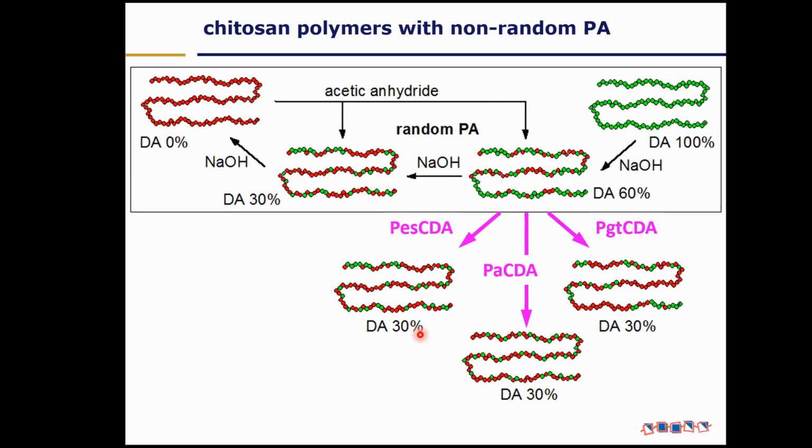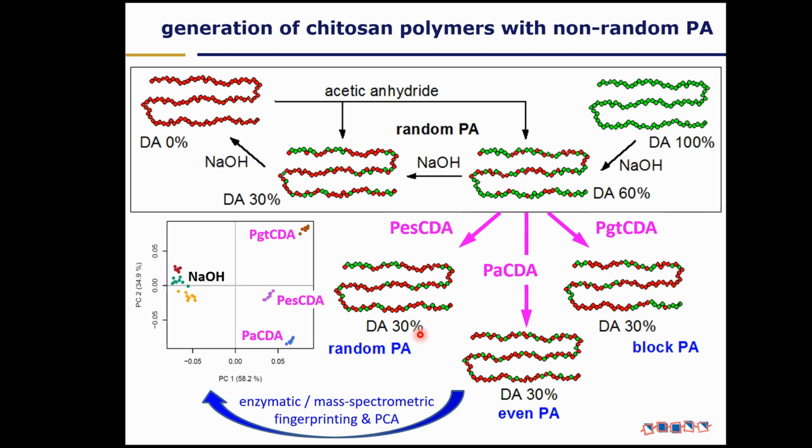And then we developed enzymatic mass spectrometric fingerprinting analyses to analyze these chitosans, and we found that they differ in their pattern of acetylation. So enzymatic mass spectrometric fingerprinting means that we use an enzyme with a known cleavage specificity, which cleaves these polymers at specific sites, and then we use mass spectrometry to quantitatively sequence the oligomers produced. And then we use principal component analysis, for instance, to analyze our results. And then we can clearly see that chemically produced chitosans are in a certain area here, so that we know this is random pattern of acetylation.